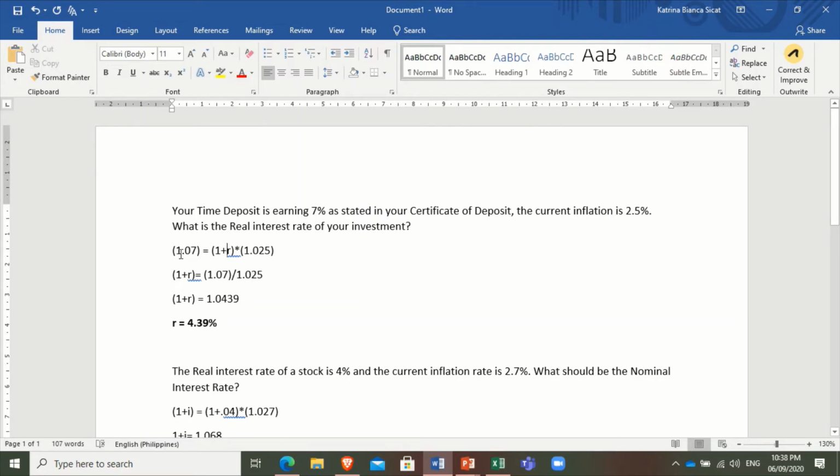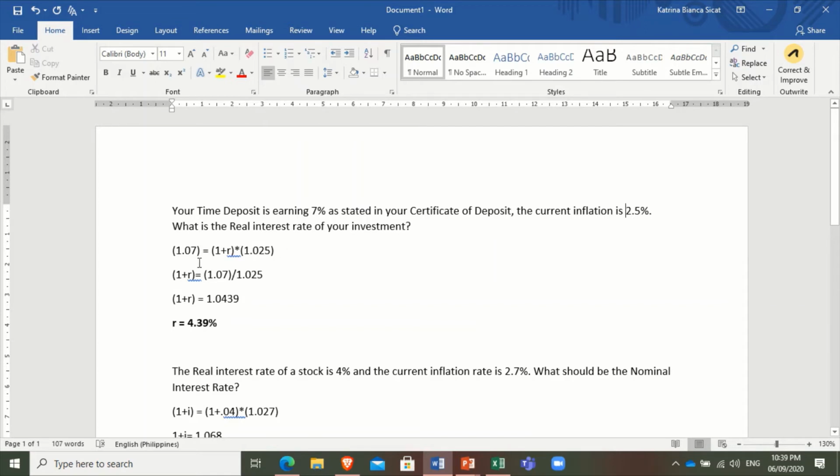Okay? So, you might ask me, ma'am, why 1.07? Because when you translate the 7%, you just move the decimal place, it's going to be 1.07. Two decimal places, okay? And then, same with what happened here. So, you just add a 0 here to move two decimal places. It's going to be 0.025. So, since 1 plus, I already added it, it's 1.025.